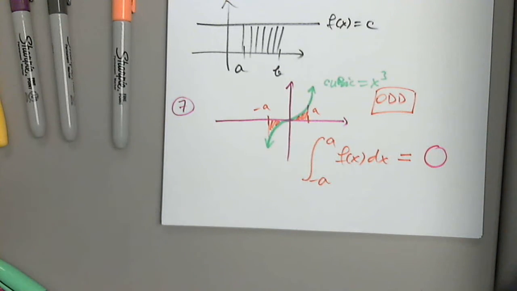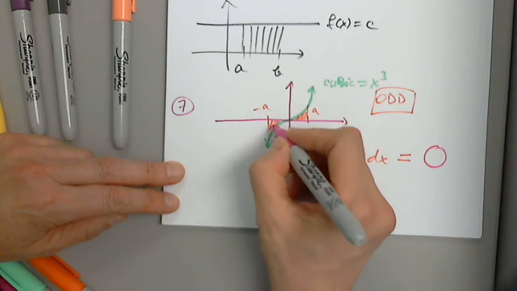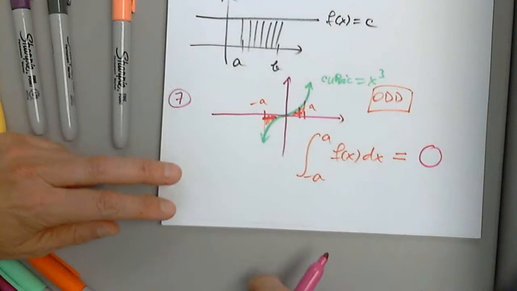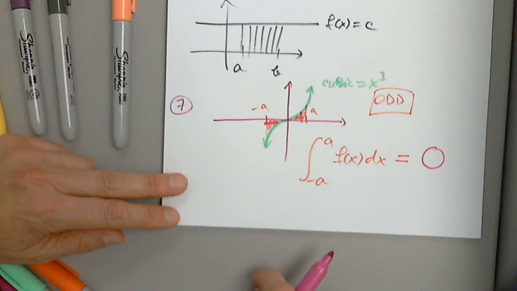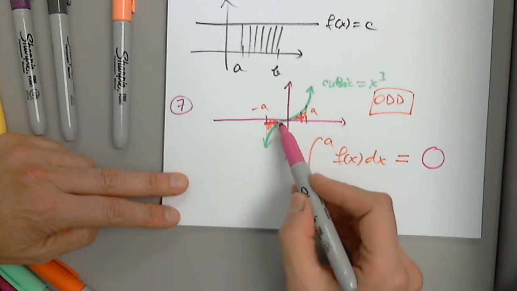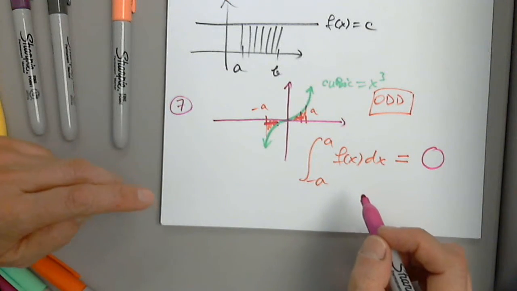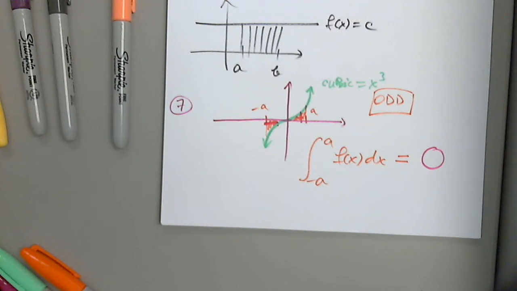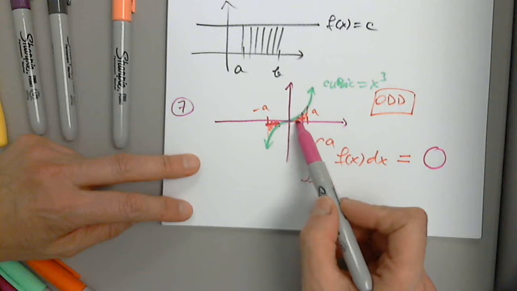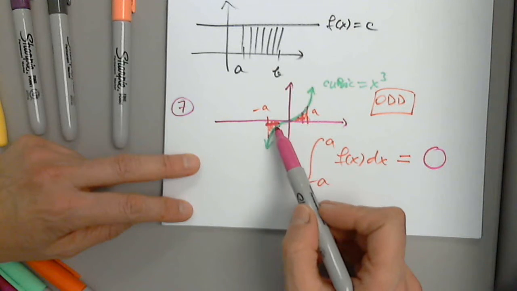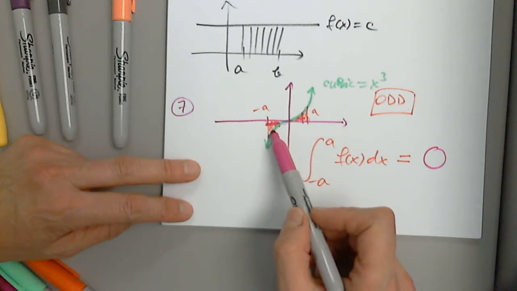Why? They are identical, but one of them is negative and one of them is positive. Identical areas, one negative, one positive. Yes, 5 with negative 5, right. So this area and this area are identical in size, but one is positive and the other one is negative.